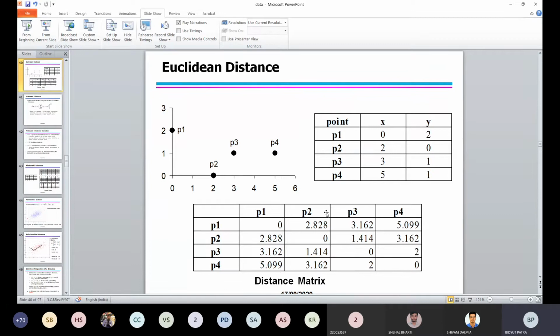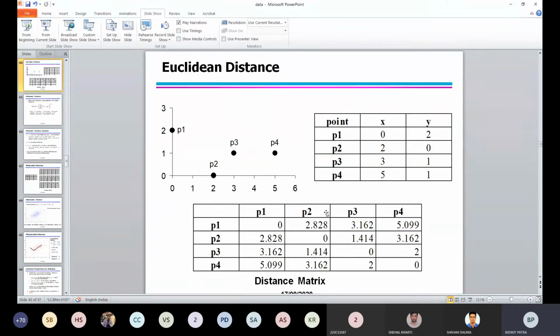Okay. So now let's say there is something called the distance matrix. We will be using this term later on also. So what is that? A distance matrix is nothing but something which speaks about the distances from one point to all other points.